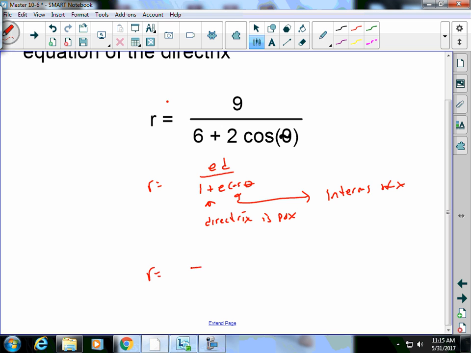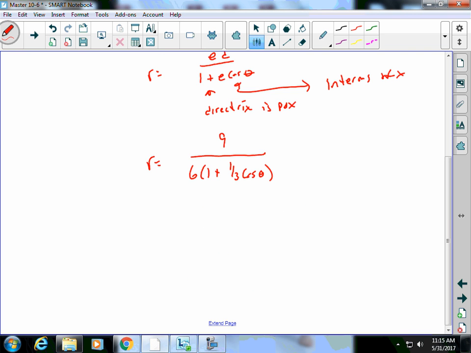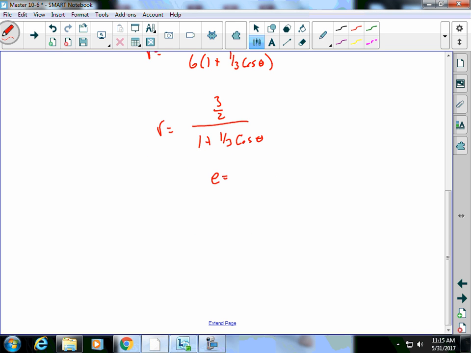R is equal to, factoring out a 6 from here, 1 plus 1/3 cosine theta. Bringing up that 6, I get 9 over 6, which can reduce to 3 halves. 1 plus 1/3 cosine theta. So what do we know? E is equal to 1/3, which is less than 1. It's an ellipse. So I answered 2 parts of my problem.